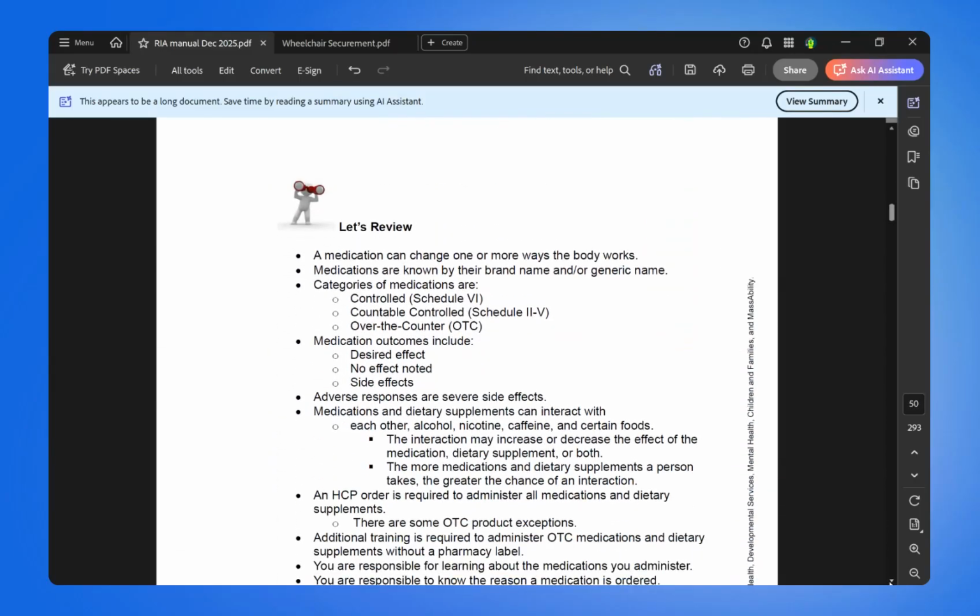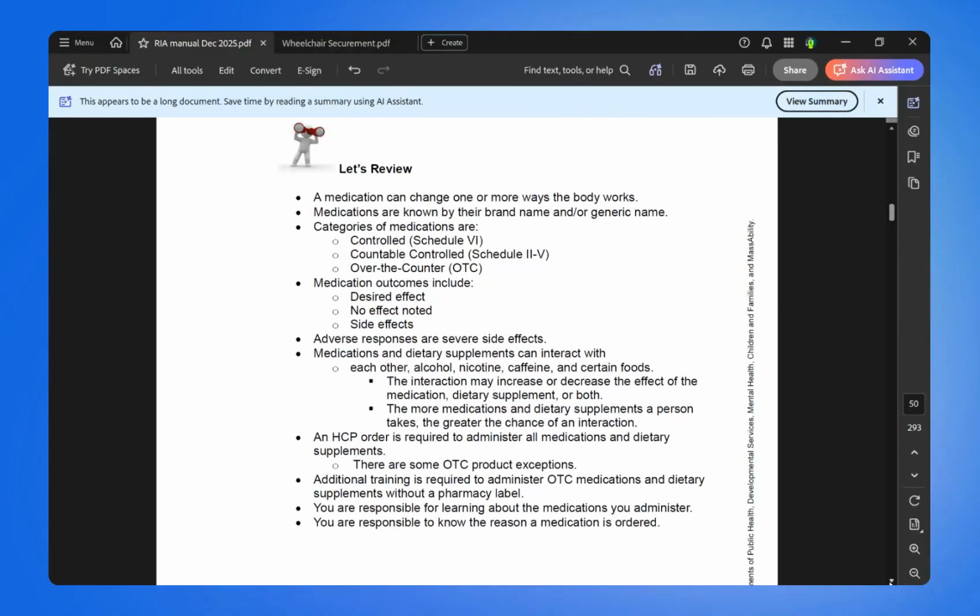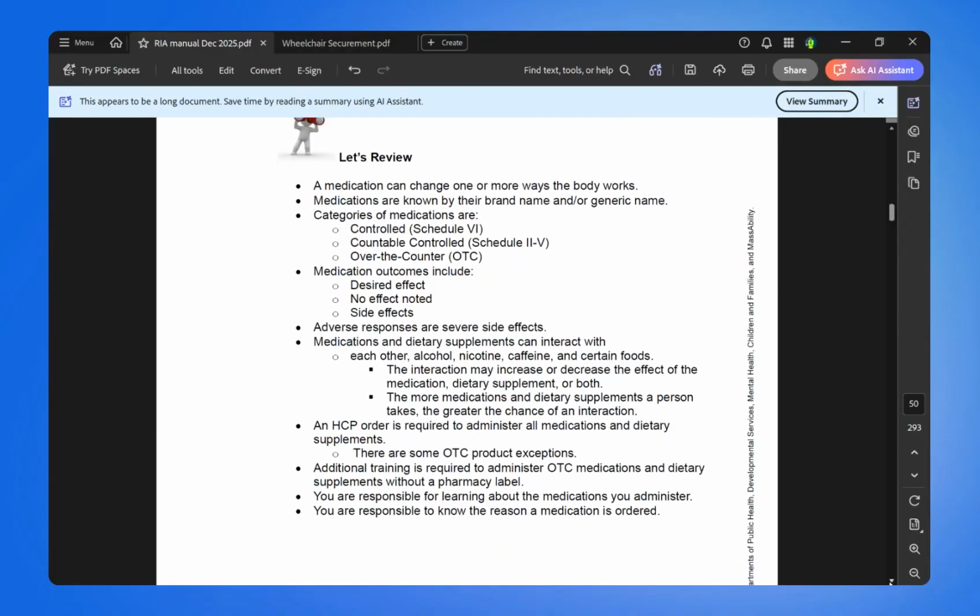So let's review. A medication can change one or more ways the body works. Medications are known for their brand name and or their generic name. The categories of medications are controlled, which are scheduled, anything that's scheduled 6 or schedule 2. Countable controlled is specifically scheduled 2 through 5, meaning it needs to be counted. And over-the-counter, it's a medication that you can purchase over-the-counter, such as Tylenol or ibuprofen.